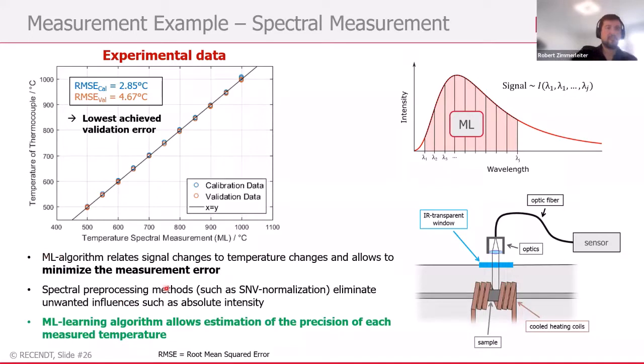And the machine learning algorithm actually relates signal changes to the temperature changes and therefore allows to minimize the measurement error by also blocking out other influences that you might not have taken into account earlier. Additionally, spectral pre-processing methods, which are an important part of these machine learning algorithms, such as the previously shown SNV normalization, eliminate unwanted influences, such as absolute intensity or other influences. And also, as before, the machine learning algorithm allows estimation of the precision of each measured temperature by giving you statistical values of how well the spectra fit the expectation of your machine learning model.